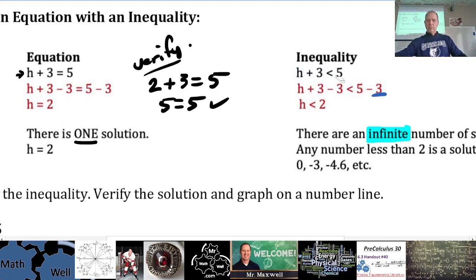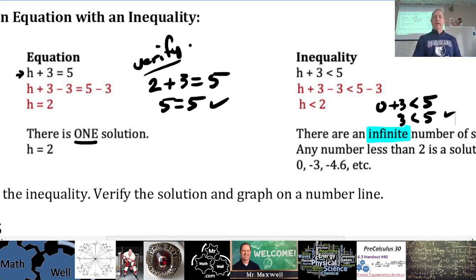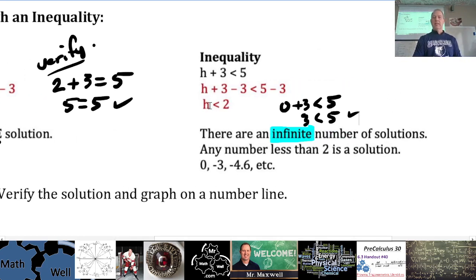If we verify this by choosing a number, let's say h is 0, like I mentioned before, does 0 plus 3 is less than 5? Well, 3 is less than 5, right? So that checks out. And you could check any number that is less than 2. So 0 is less than 2, negative 3 is less than 2, negative a million is less than 2.